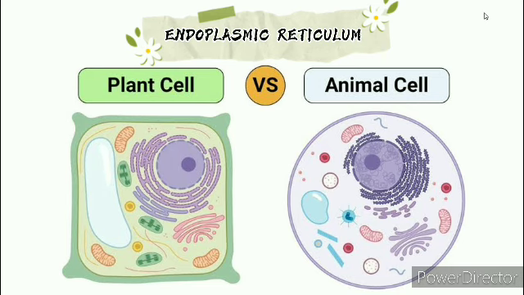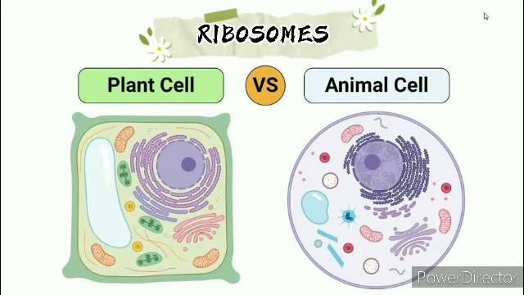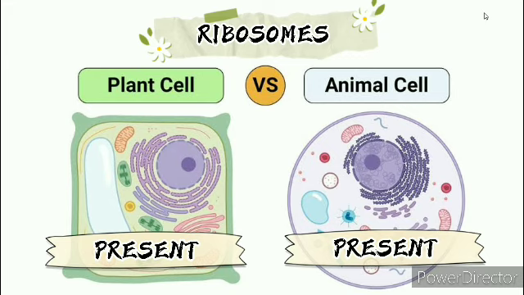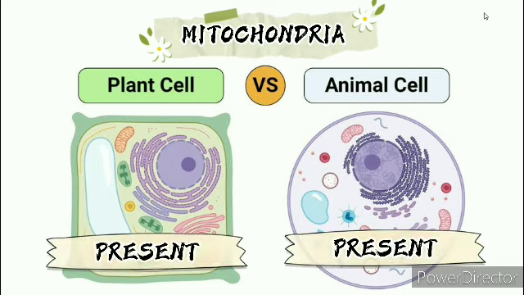Endoplasmic reticulum can be found in both plant and animal cells. Ribosomes are also present in plant and animal cells. And lastly, mitochondria, which are present in both types of cell.